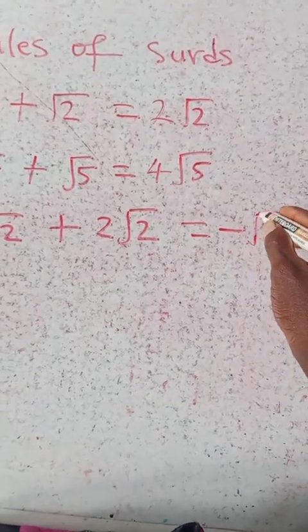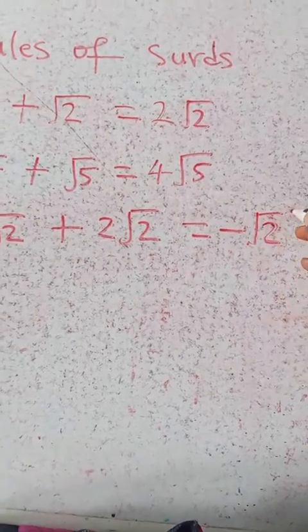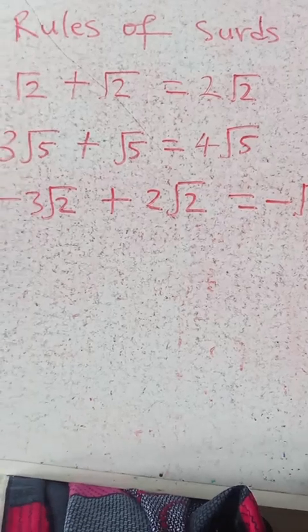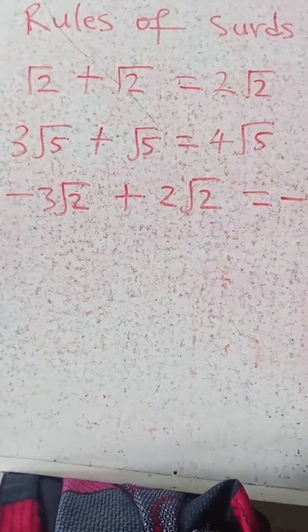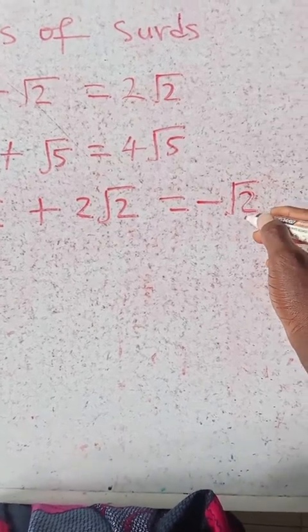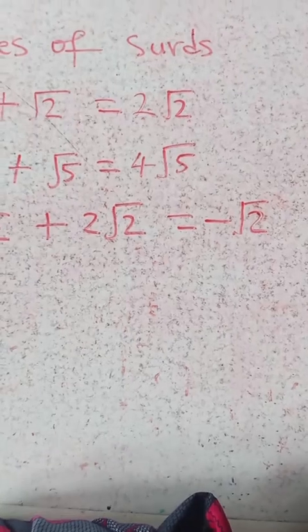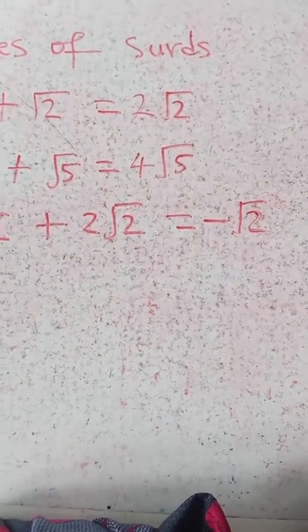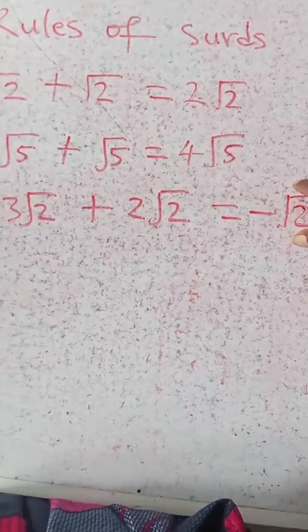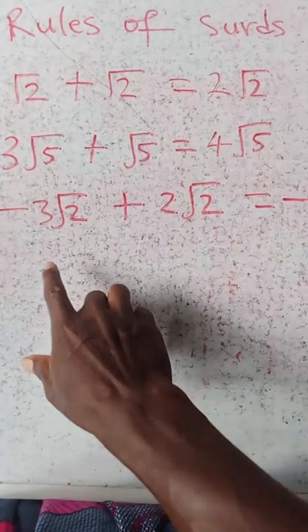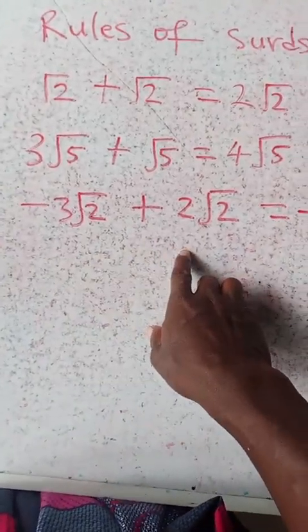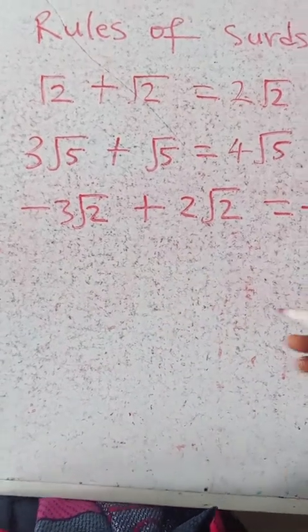This is 1 of root 2. You are owing 3 of it, now you have 2. So when you pay back, it's only 1 you are owing now. This is 1 of root 2. Are you getting it? That is how it is. So you see that you can subtract, you can also add, you can also divide.